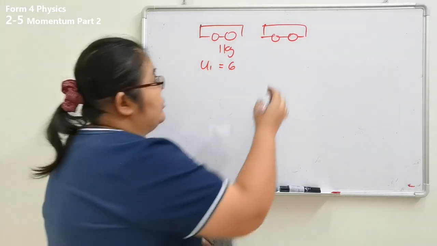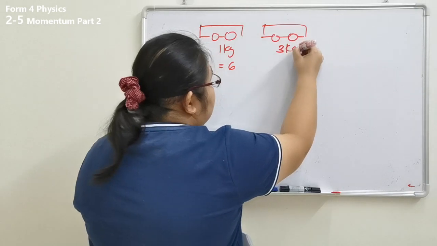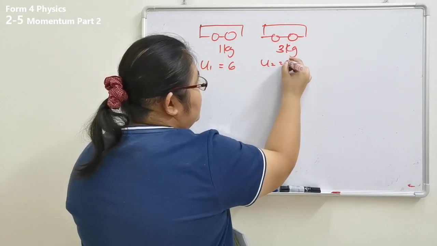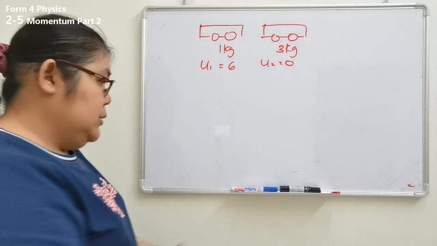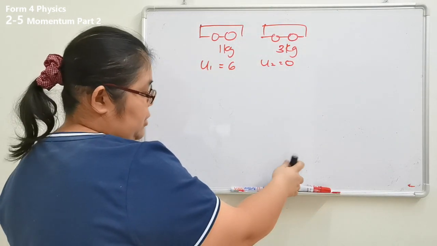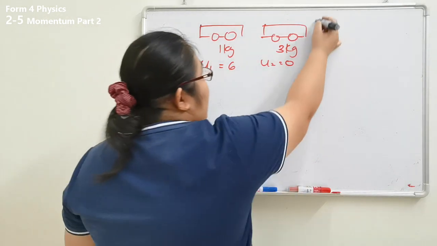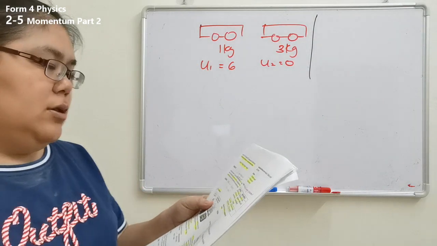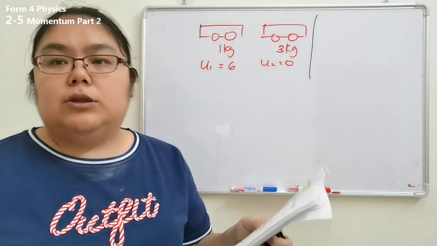So another trolley is 3 kg. This is stationary, so u2 equals 0. Okay, now this is all before the collision. After the collision, they say they stick together.